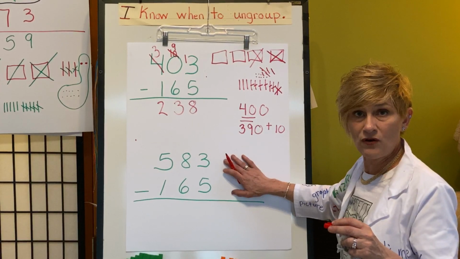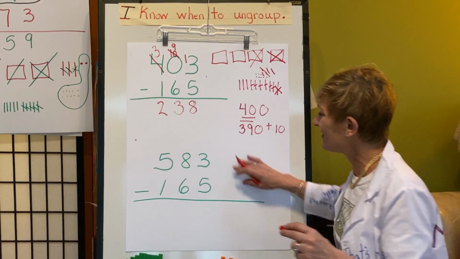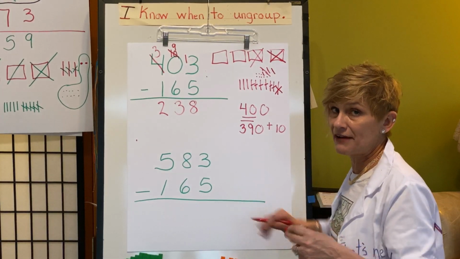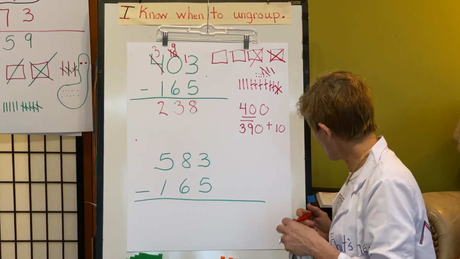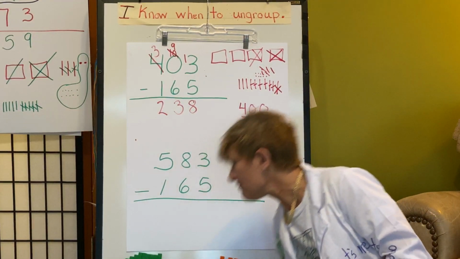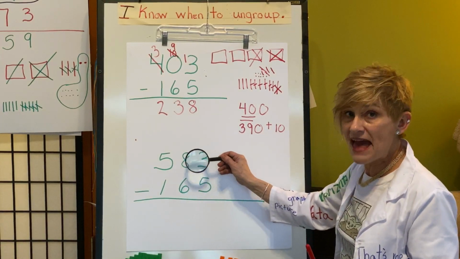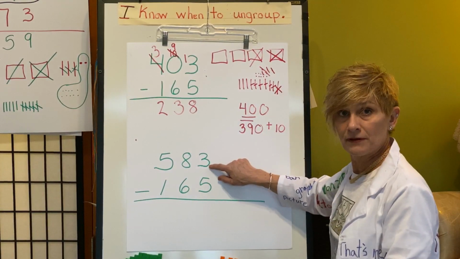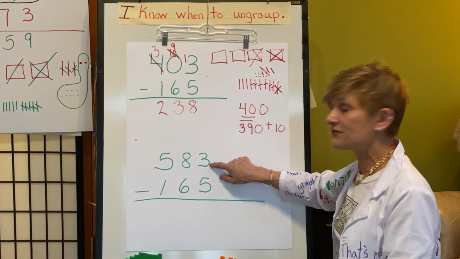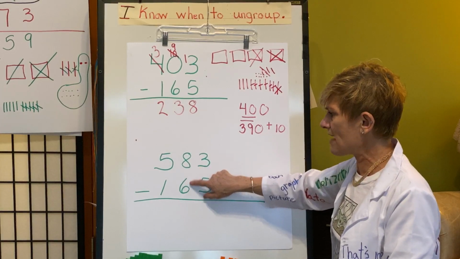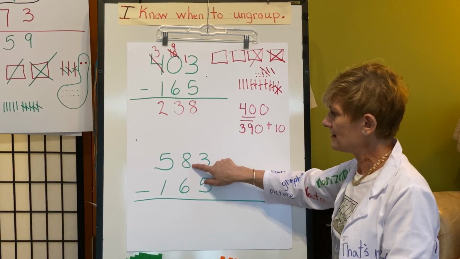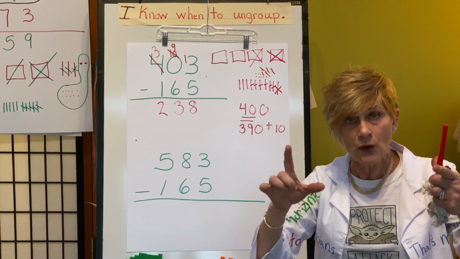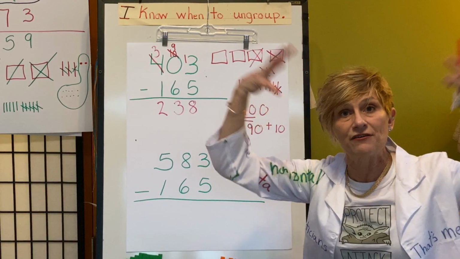Last one, here we go. You guys are doing well. 583, take away 165. Yep, here we go, friends. We need to magnify that top number. Magnify it. Look at it. Do I need to ungroup? I can tell right away where I have to ungroup. I can tell right here, I think I've got enough tens. And here, we're pretty careful because the top number is the total. So the total is the greater value.